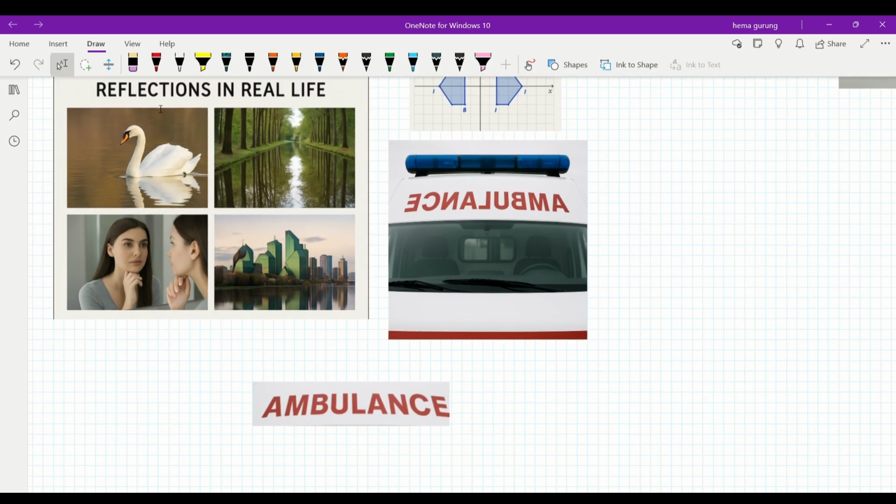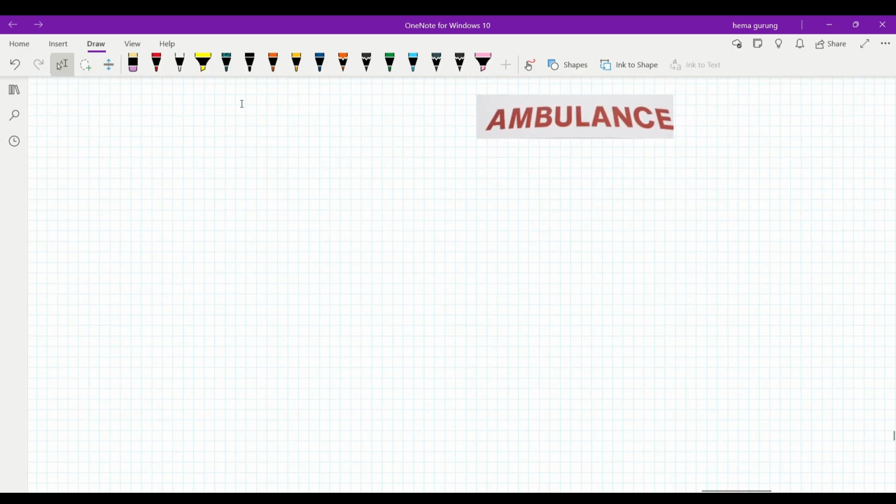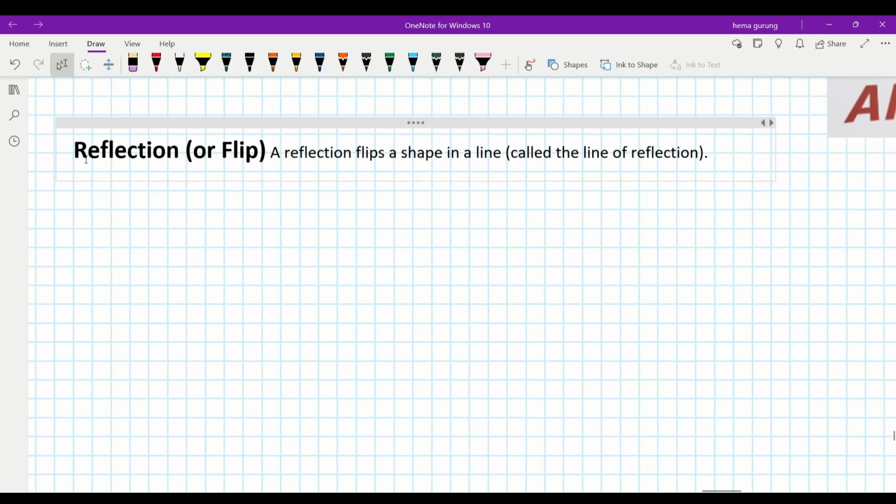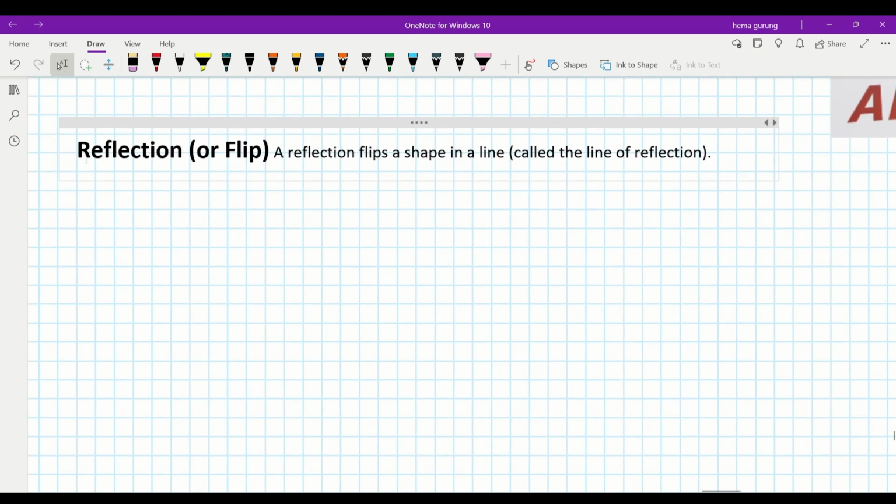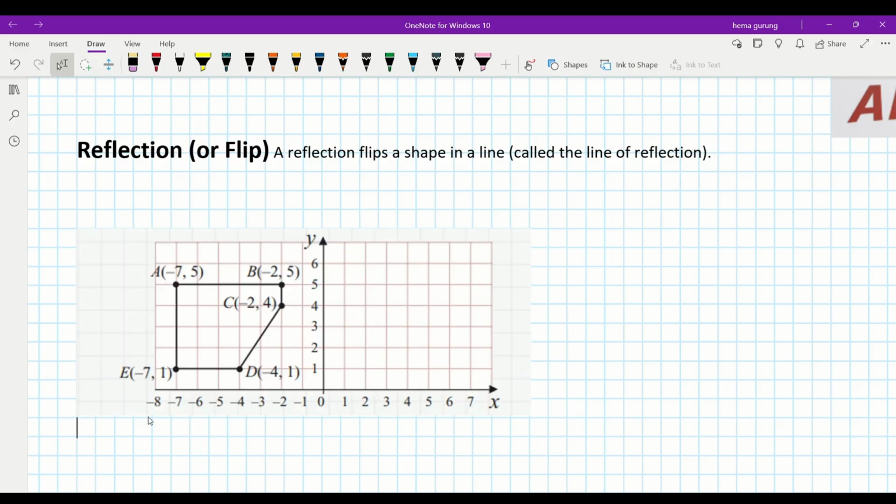So as I said, we are focusing on reflection here. Let's see what reflection is. Reflection is also a flip. What does reflection do? It flips an object about a line, and that line is called the line of reflection. We'll see with an example here. I'm going to paste one image and we are going to reflect it around the y-axis. The y-axis will act as a mirror here.